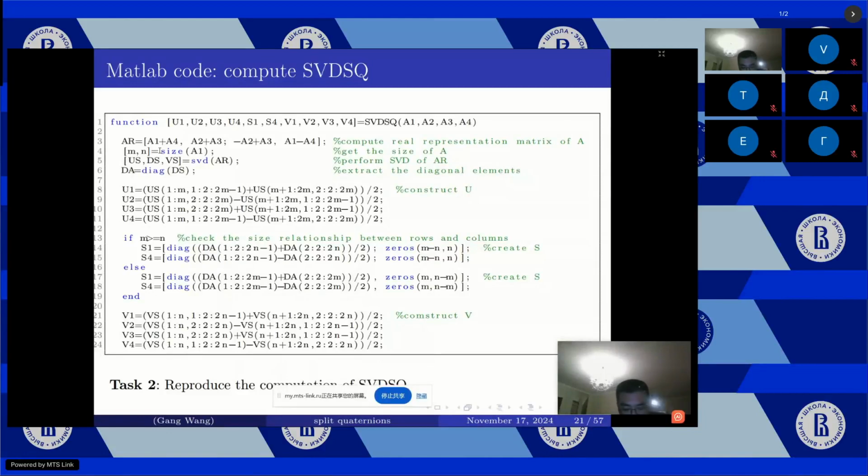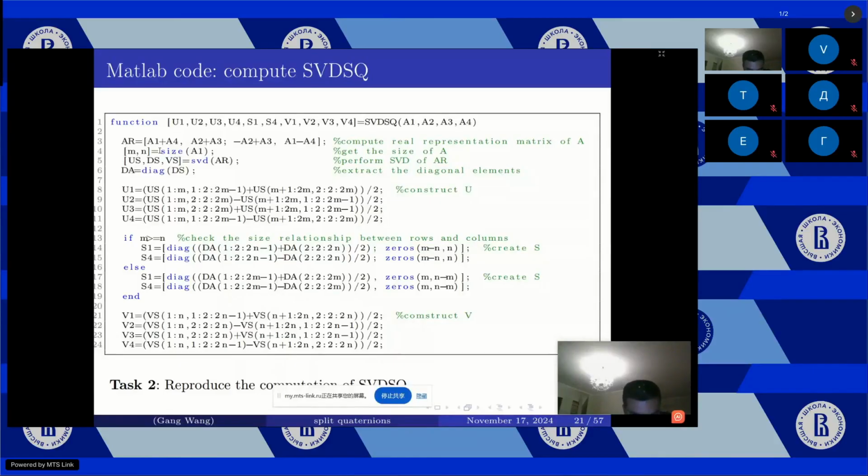Here we present the MATLAB code for computing the SVD of a split-quaternion matrix. Since split-quaternion matrices are not recognized in computers, the input for the function consists of the coefficient matrices A1, A2, A3, A4 corresponding to the basis of the split-quaternion matrix. The output includes the coefficient matrices for the corresponding singular value decomposition: U1, U2, U3, U4, S1, S4, and V1, V2, V3, V4.